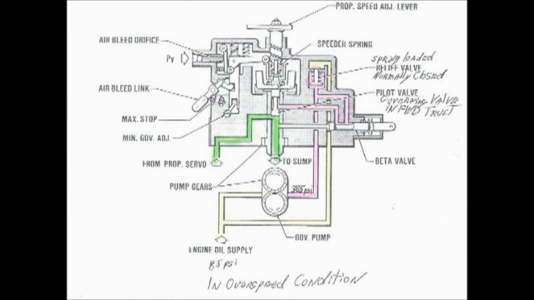Here's the primary governor in its overspeed condition state. Entering the bottom of the governor is our engine oil. Our engine oil can run anywhere from 40 to 90 psi. It comes up and over to our high pressure oil pump, which converts it to 385 psi, and then it enters into the different cavities of the governor.